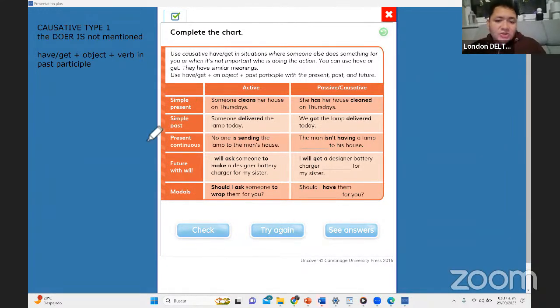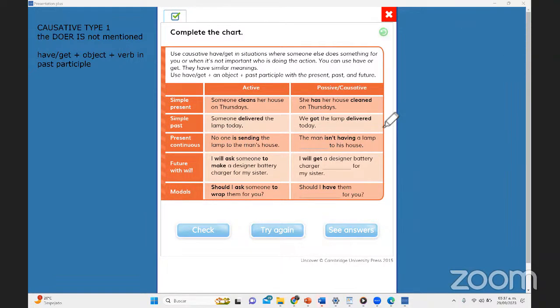So check the next one. Can you read this second example, please? It's this part. Let's read it. Someone delivered the lamp today. We got the lamp delivered today.